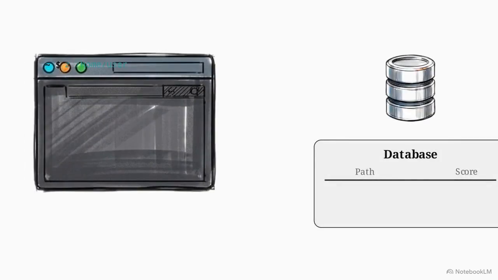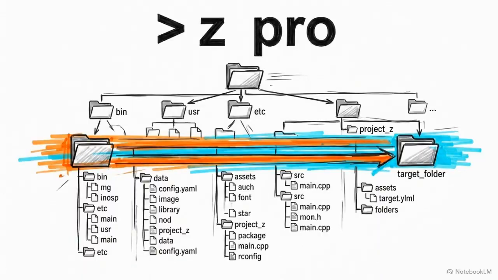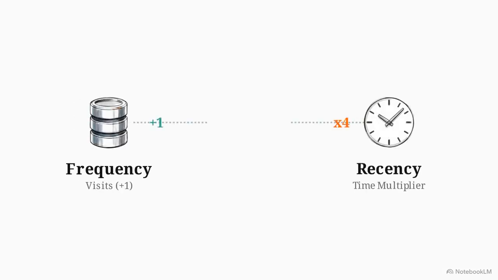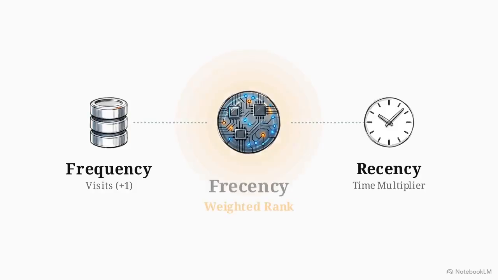As you do this, a background process silently captures those full path jumps and logs them into a local database. After just a few navigations, you can start using fragments. Type Z followed by 3 letters and you instantly jump. The logic making this possible is an algorithm known as frecency, a portmanteau of frequency and recency.